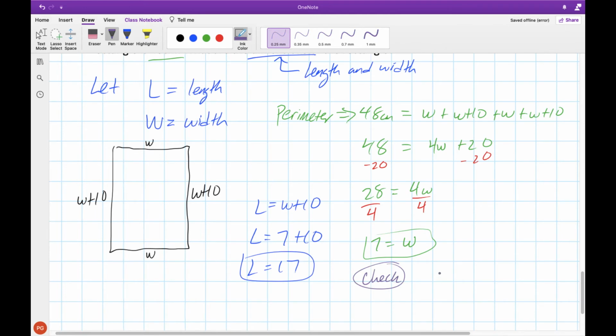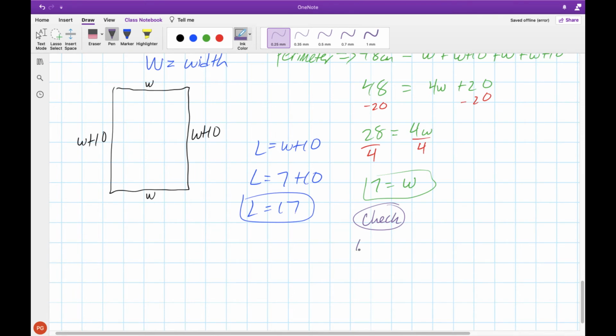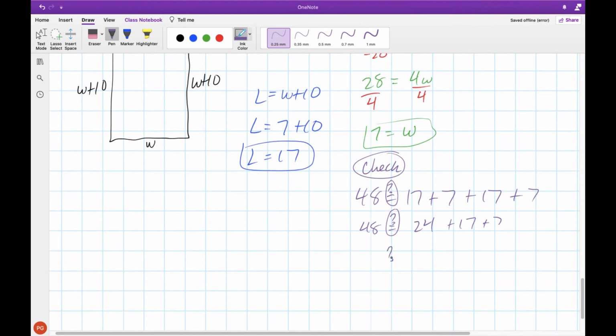Let's finish off by checking this. Our perimeter should be 48. So our perimeter should be equal to our length plus our width plus our length plus our width. 7 plus 17, that's 24, plus another 17, plus another 7, gives us our answer, 48 on both sides. So we know we got this right.